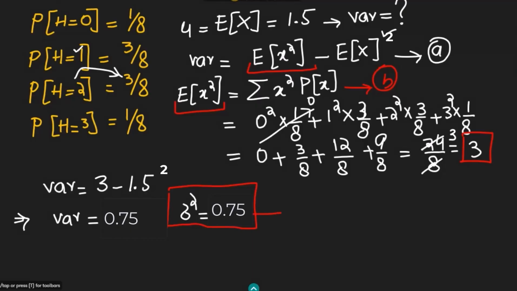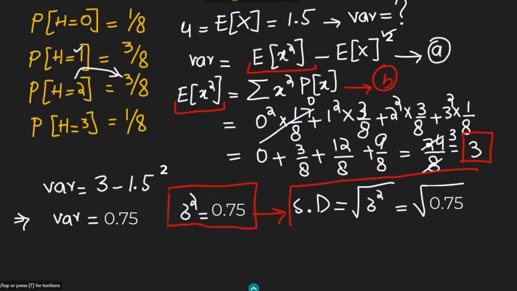In order to find the standard deviation, we have to take the square root of this sigma square, and that would be the square root of 1.5. That is the answer for the standard deviation. So that's it for today, in which we have seen a numerical example comprising different probabilities for the different numbers of heads.